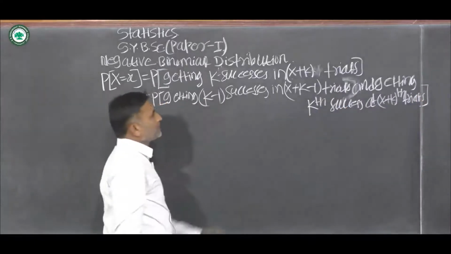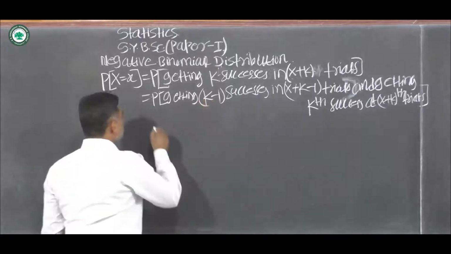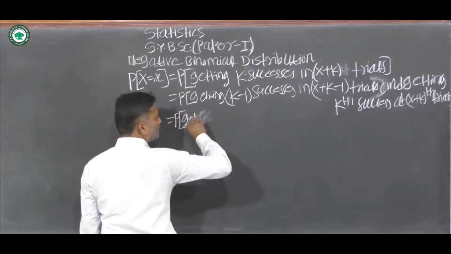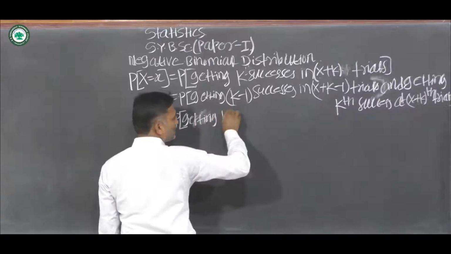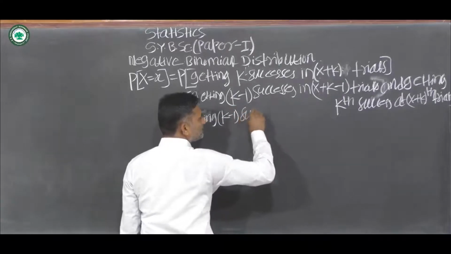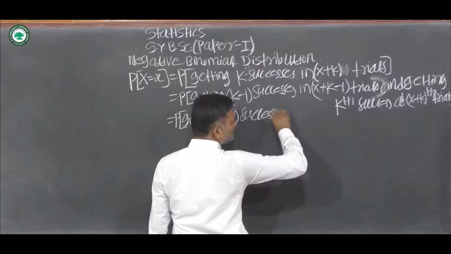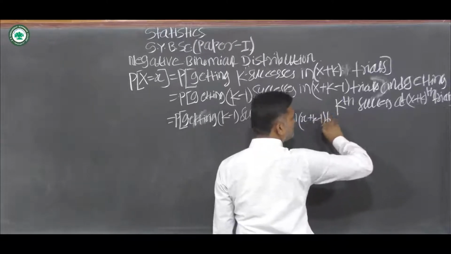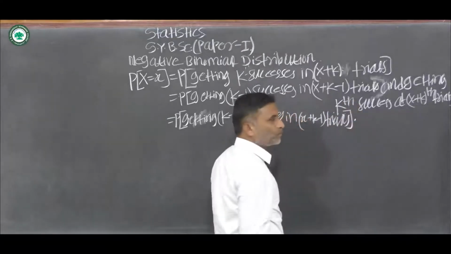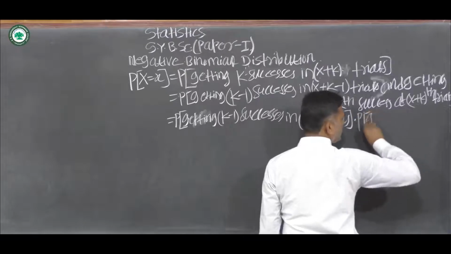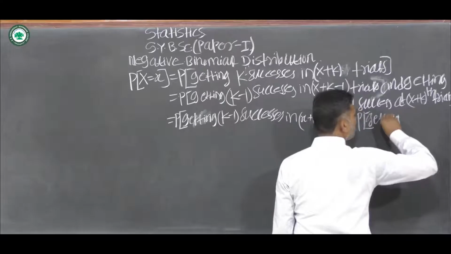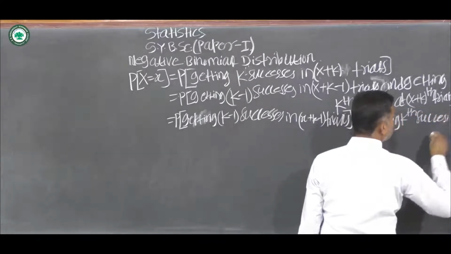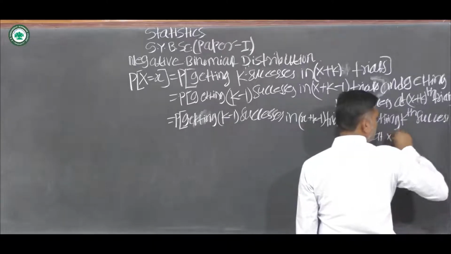Now here trials are independent, so this probability can be written as probability of getting k minus 1 successes in x plus k minus 1 trials, into probability of getting the kth success at the x plus kth trial.